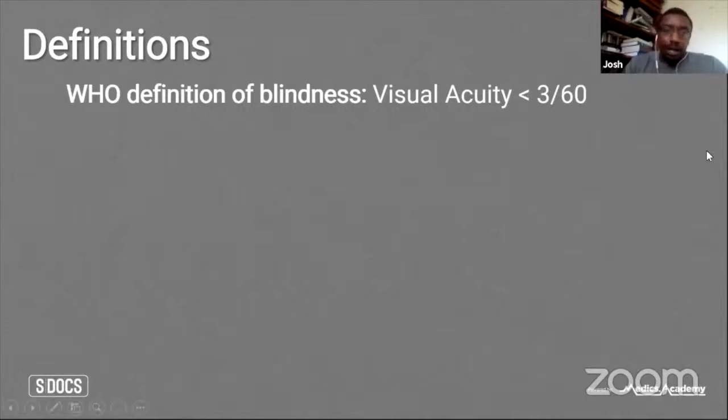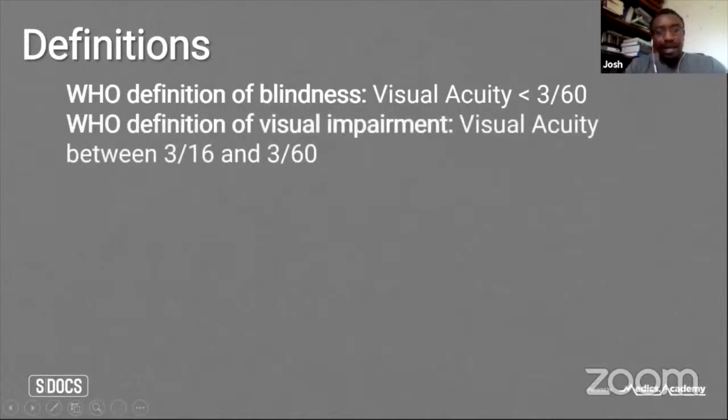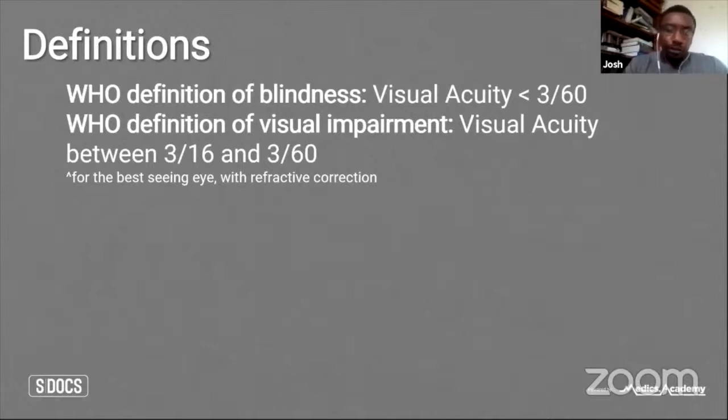So that is blindness. And the WHO definition of visual impairment is a visual acuity anywhere between 3/60 and 6/18. So once again, just to explain the concepts, and hopefully you're able to understand, a visual acuity of 6/18 means that an individual from 6 meters can see what a normal person can see from 18 meters. So that is the definition of visual impairment. And these definitions are with the caveat that these are for the best seeing eye and with appropriate refractive correction for the patient or individual as well. So glasses or contact lenses is refractive correction.